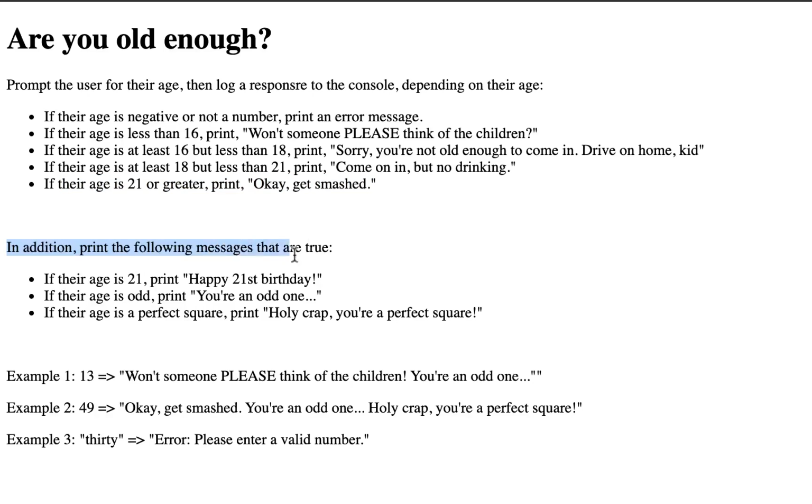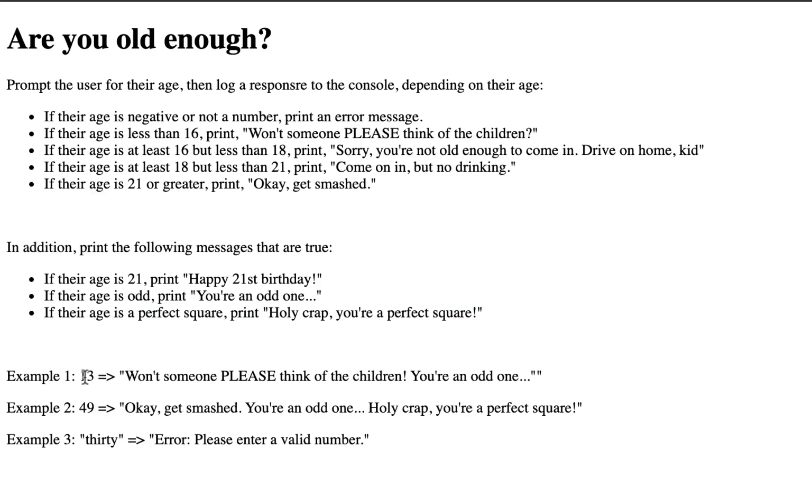In addition, you're going to print the following messages if they are true. If the age is 21, print "Happy 21st birthday." If their age is odd, print "You're an odd one." And if their age is a perfect square, print "Holy crap, you're a perfect square." So 25, 49, anything that's a perfect square.